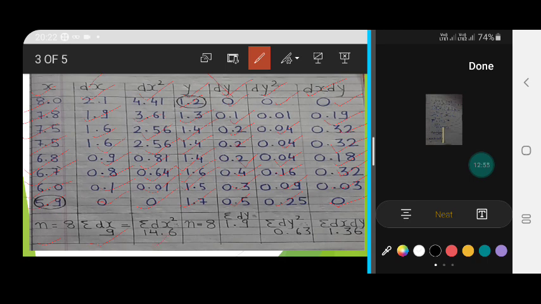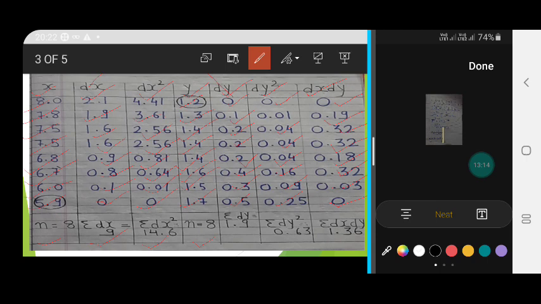Then we have y series. Under the y series as well, we don't have to make summation. We just have to count the number of items and we have to write n is equals to number of items. Okay. So here when we have counted, we got to know that there are 8 items. So we have written n equals to 8.